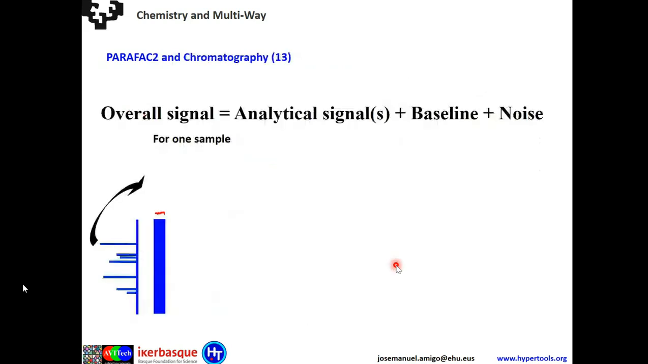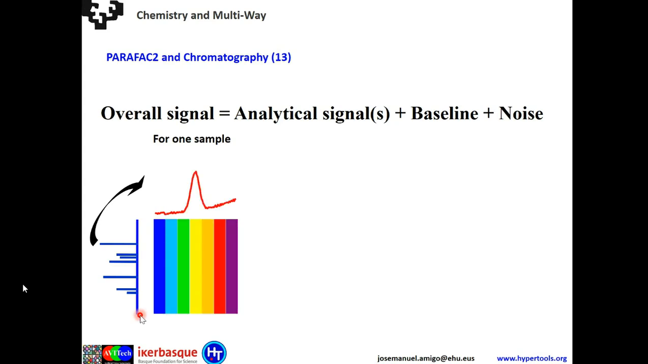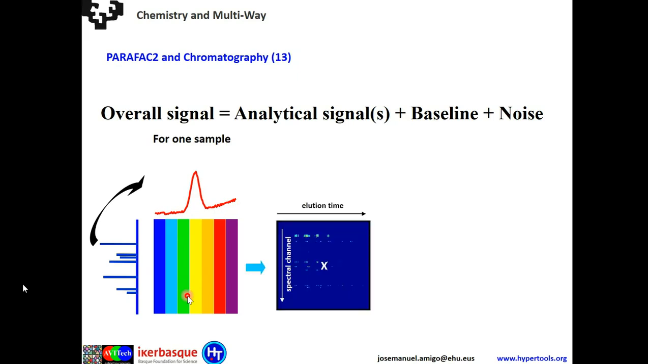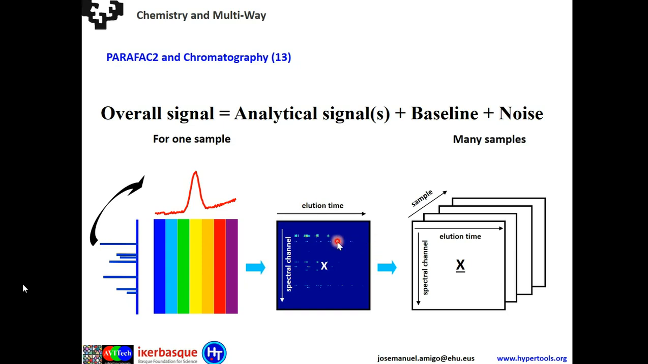Another field in which three-way analysis can be used a lot is chromatography. In which part of the chromatography? Well, in the part in which for each elution time we can record a full spectrum. In this case, it's a mass spectrum. So we have the chromatographic signal, but for each elution time we have one spectrum. This is basically what we have at the end. And if we have more samples, we can arrange our three-way array.